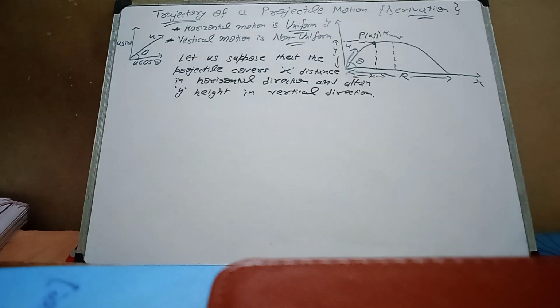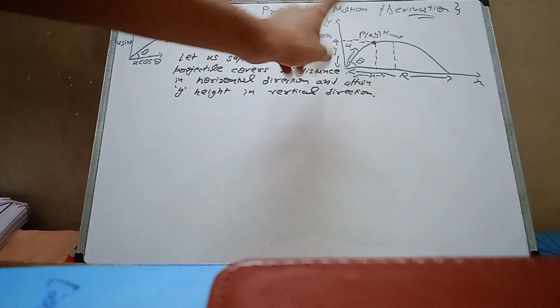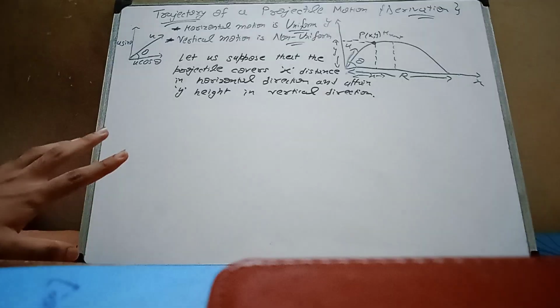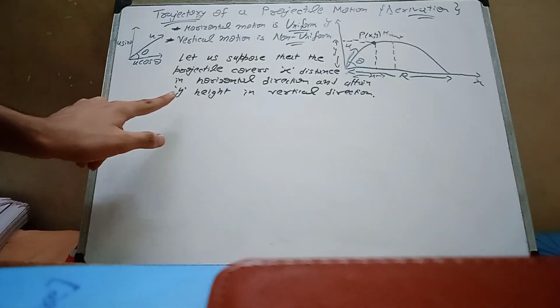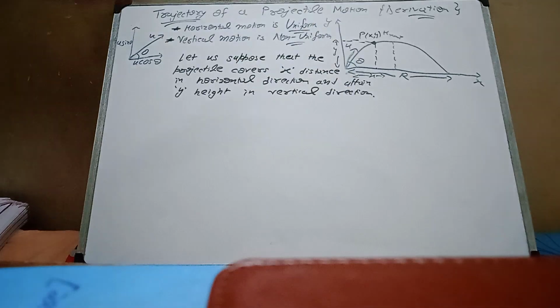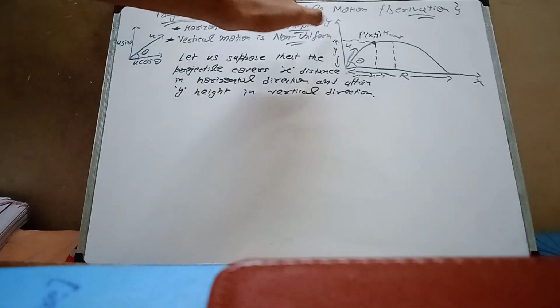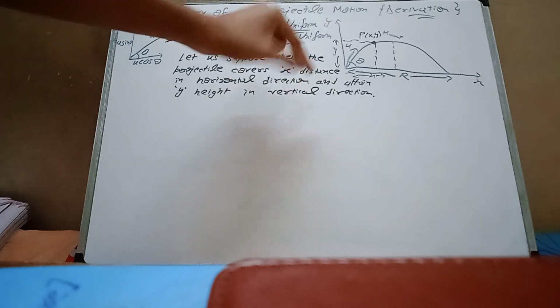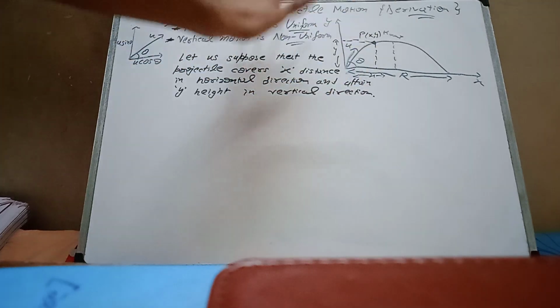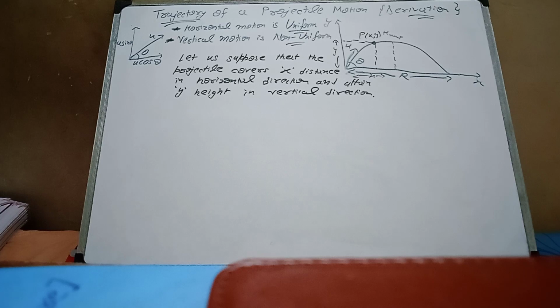So we have assumed that the projectile has covered x distance in the horizontal direction and attained y height in the vertical direction. That means the projectile has reached point x, where the coordinates are x comma y, x in the horizontal direction, y in the vertical direction. So let's now write equations about these facts.